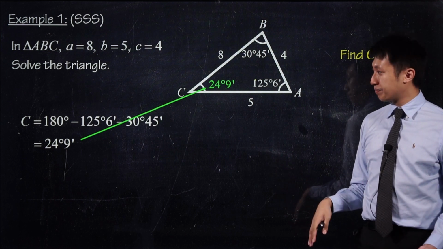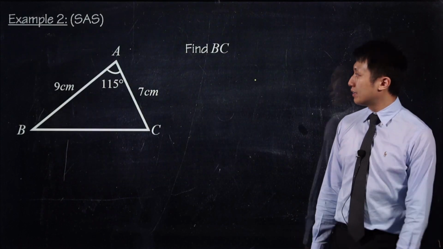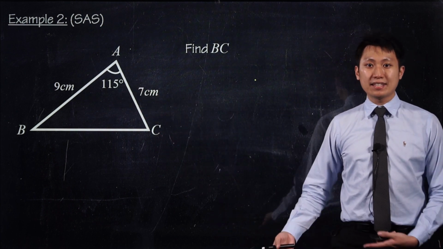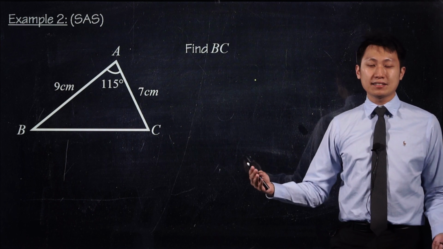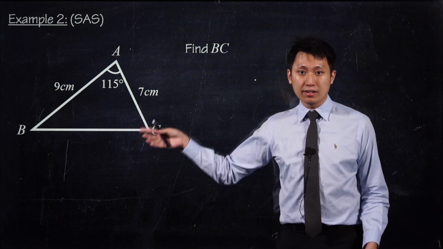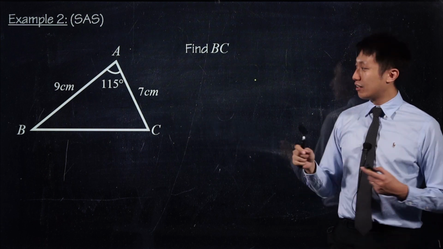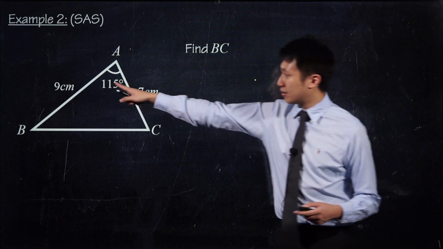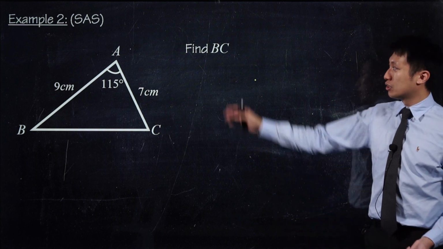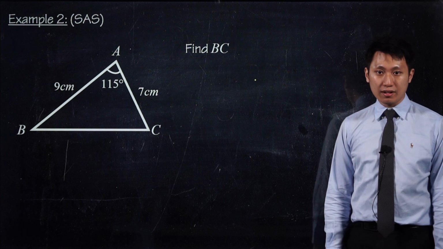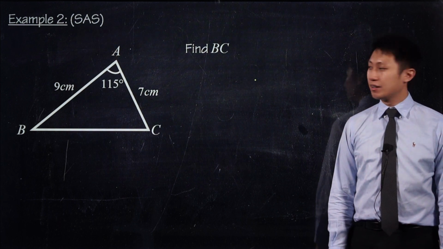Okay, good. Great. So now it's an exercise. It's an SAS now. Just now was SSS. Now this one is SAS, which means it has an included angle. So find BC. If you can, pause the video and try it. If you can't, then I'll show you how to do it.